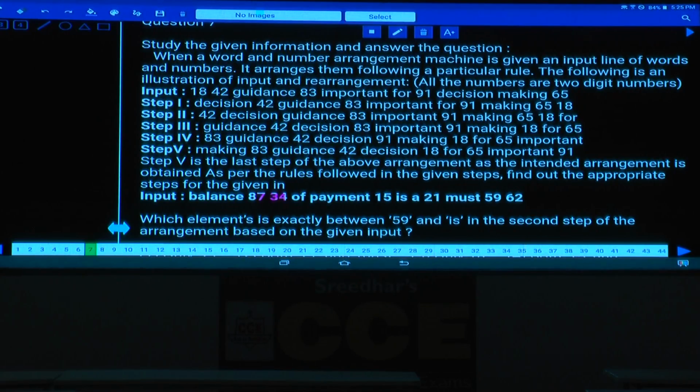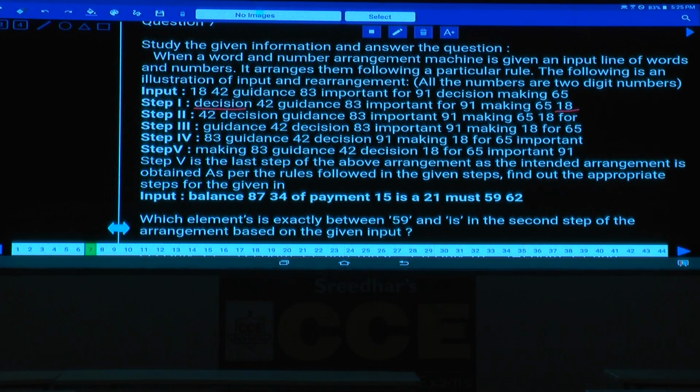10 elements are there and we are having 5 steps, which implies that exactly 2 elements have been arranged in each of these steps. Then coming to this arrangement, compare input and step 1. The least word, decision, is arranged at the first place and the least number 18 is arranged at the last place. Least word and the least number are arranged at the first place and at the last place.